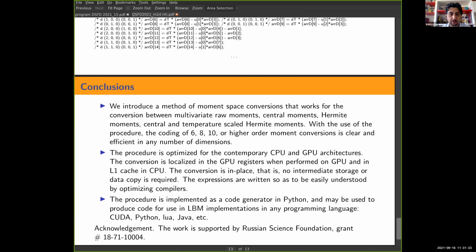Okay, I have a curiosity. How is the computational gain of using this approach in transforming the moments instead of the classical approach?